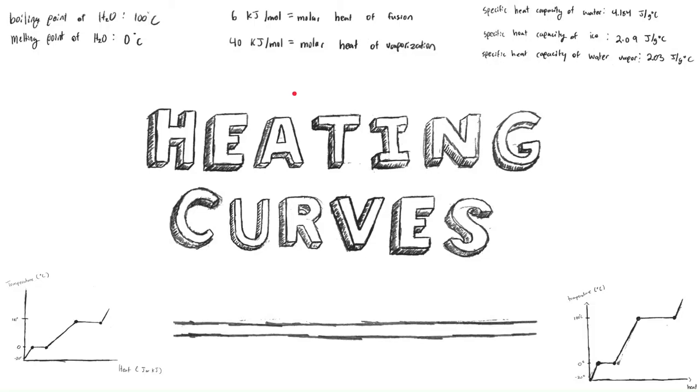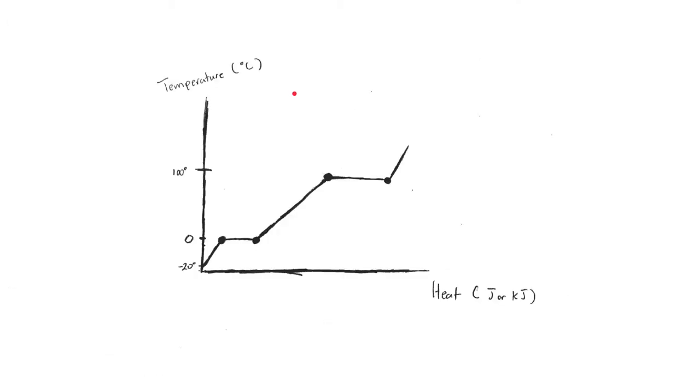I will be talking about heating curves. Heating curves are a type of graph with heat on the x-axis and temperature on the y-axis. You will see a positive trend with this graph, since as you add more heat to something, its temperature will increase. The graph I have shown you is the heating curve of H2O. Let's take a look at it.